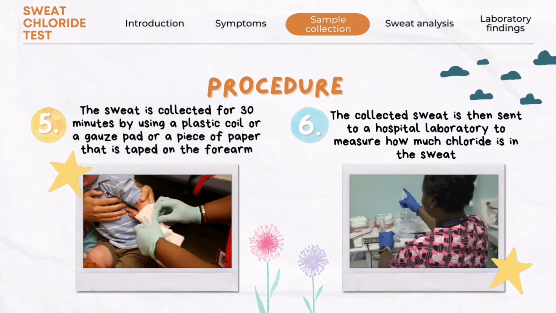Next, after removing the electrode, the healthcare provider will collect the sweat by using a plastic coin, a gauze pad, or a piece of paper that is taped on the forearm. Sweat is collected for 30 minutes. The collected sweat is then sent to a hospital laboratory to measure how much chloride is in the sweat.